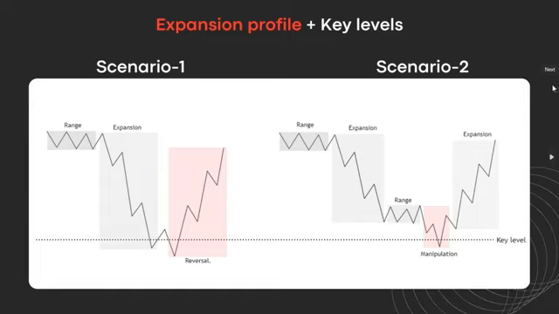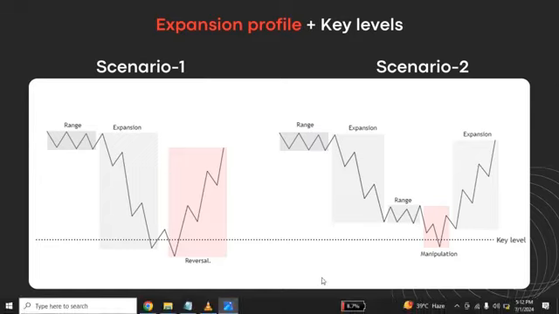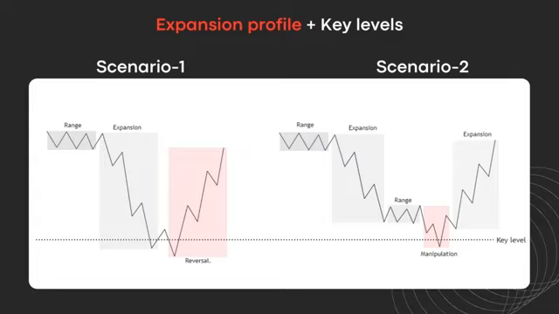If the expansion profile has tested a key level in the form of an order block or breaker block or whatever, then we're going to expect a reversal profile straight away. But if it hasn't tested any key levels, then we're going to expect a ranging profile, and then use the same logic over and over again to expect other profiles in the market.